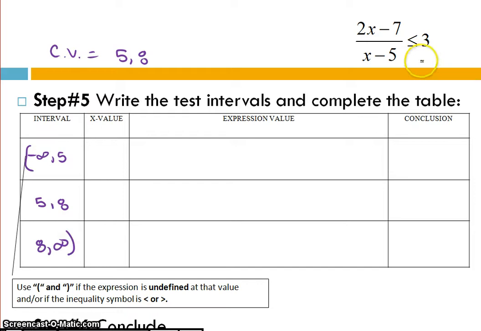And then since it's less than or equal to, we would generally use the square brackets. But if you look at this function, remember it was undefined at x equals 5, so x can never equal 5, because if I plugged in 5 here, it would be undefined. So it has to be a round bracket at 5, because I can't plug in 5.